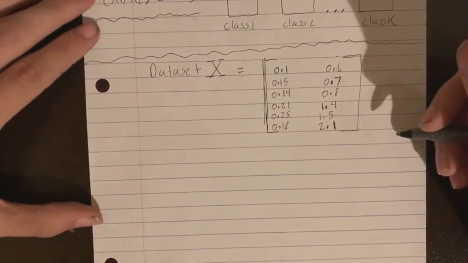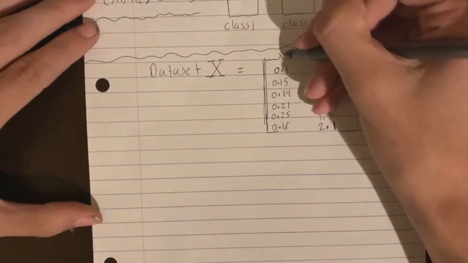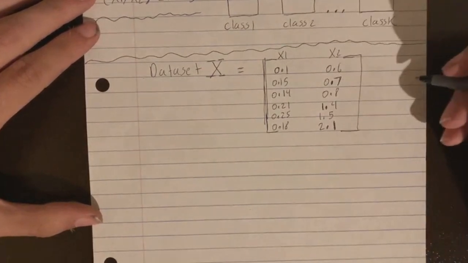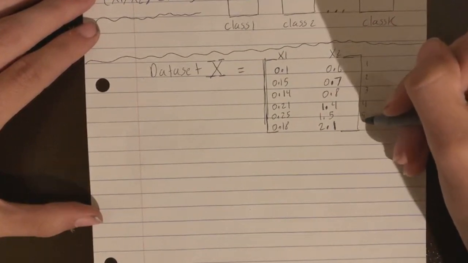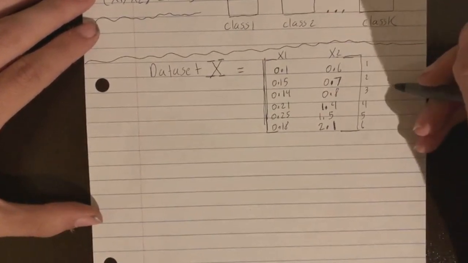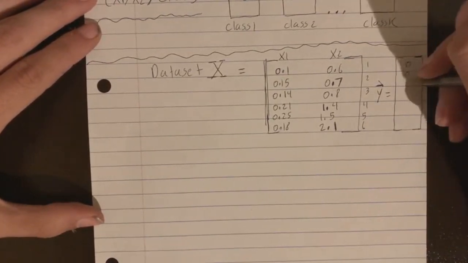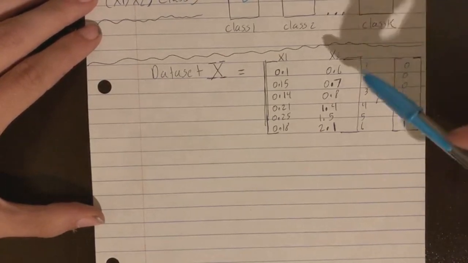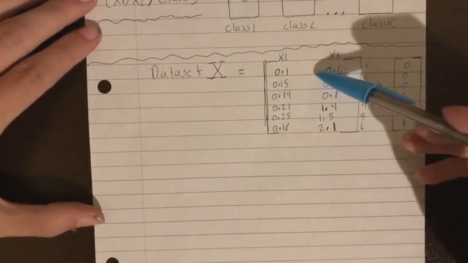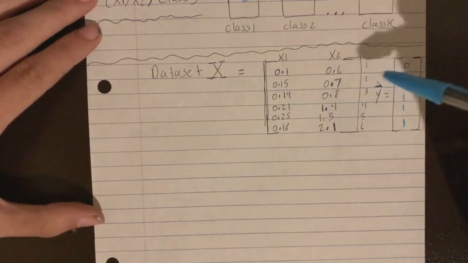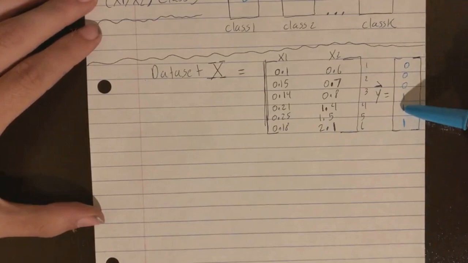Okay, so let's say we have a data set X where we have two features, where this feature is x1 and this feature is x2. Now in this data set we have 1, 2, 3, 4, 5, 6 examples. And for each of the examples we have a classification of either 0 or 1. So example 1 here has a classification of 0. Example 2 has a classification of 0. Example 5 here has a classification of 1. So there's two classes.